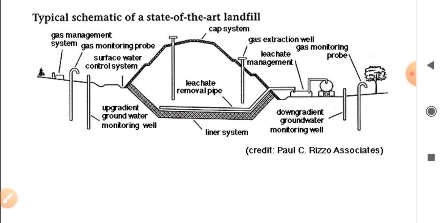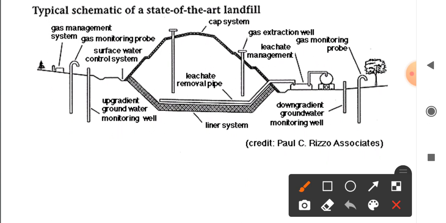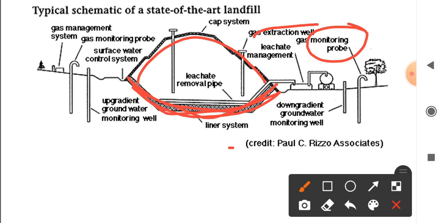Now this is the typical schematic of a state of the art landfill. This is the trench, and a single liner is provided over this excavated trench, with a gas extraction well to remove the gas which is produced in this landfill, and different rigid pipes are provided here. This is the gas monitoring probe to identify the gas from surrounding areas. A leachate management system is also provided for removal of leachate from the base of the trench.